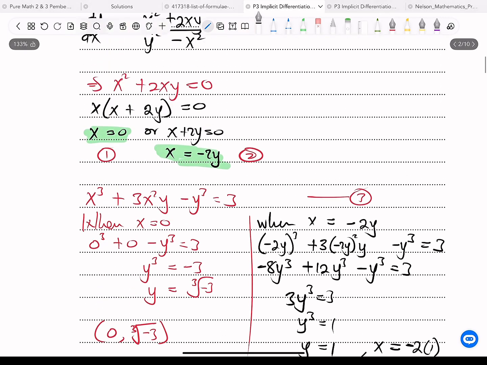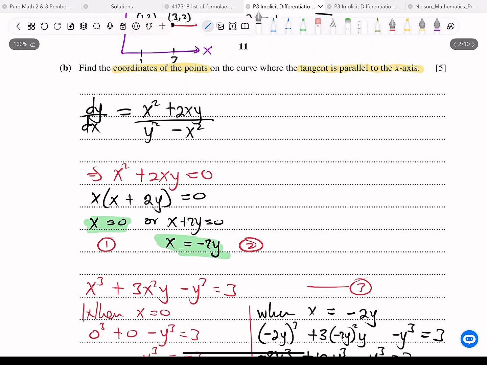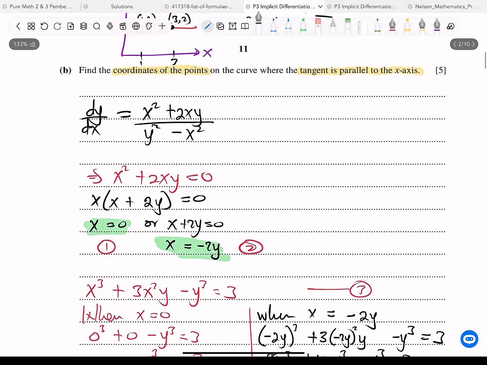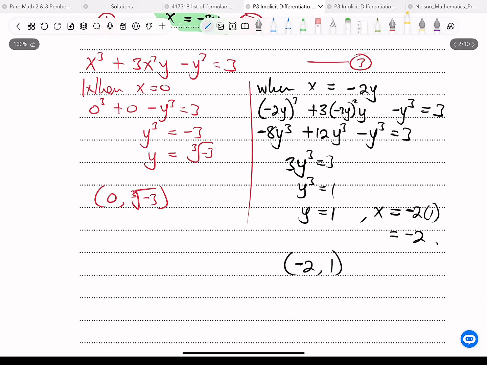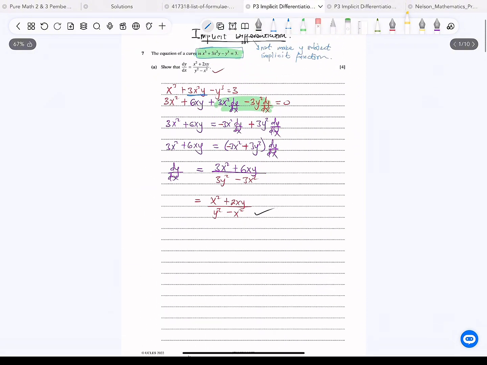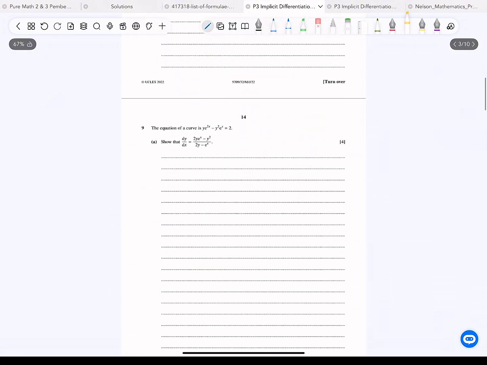Now, the question said that we should find the coordinates, not coordinate, coordinates. So we're expecting 2 points or more, where the tangent is parallel to the y-axis, and indeed we got 2 points. So this is one of the coordinates where the tangent was parallel to the y-axis, and this is the other coordinate where the tangent was parallel to the y-axis, okay? So this will give you 9 marks, 4 here, and then 5 here.